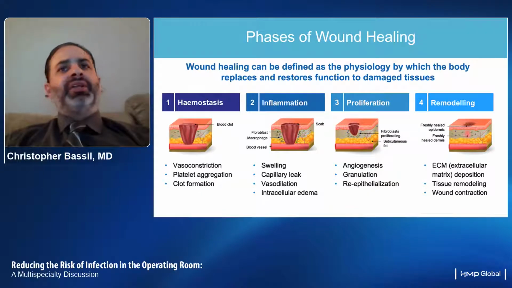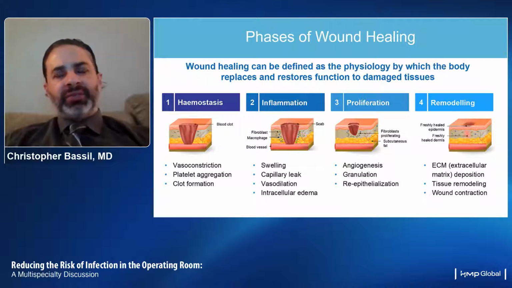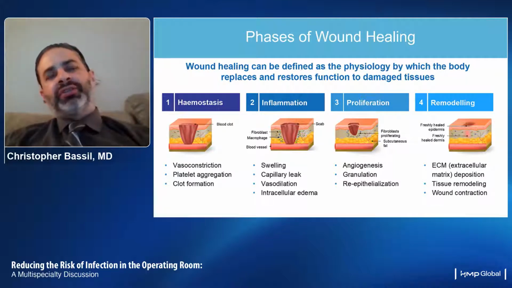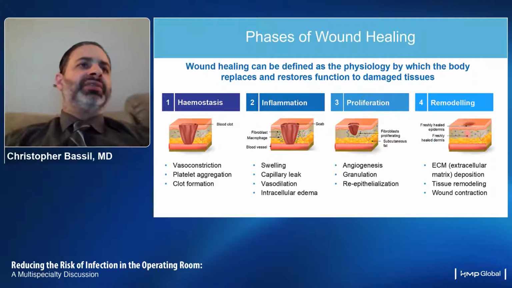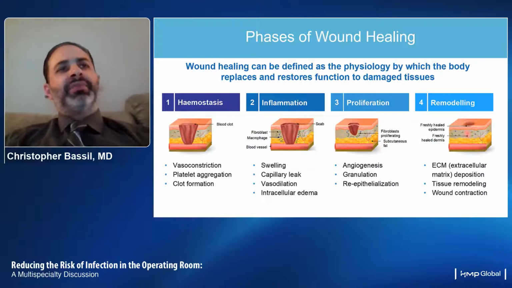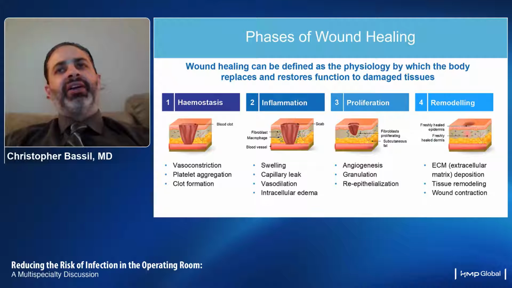Going back just real quickly, I want to touch on the phases of wound healing, because in order to truly talk about surgical site infection, you have to understand how wounds heal. This is just a quick refresher. So you have the initial insult, and the body rushes quickly to gain hemostasis. This happens through forming a blood clot. You get vasoconstriction, platelet aggregation, and that clot formation.